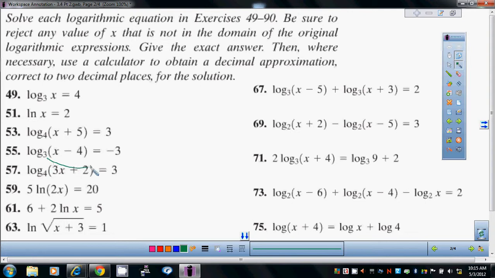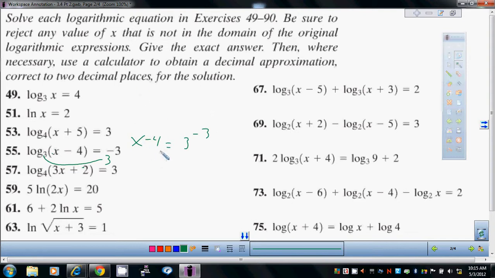So, like this one. All of these, all we're doing, once you've isolated the log by itself, all you have to do is take the base, swing it over here underneath this number. So x minus 4 equals 3 to the negative 3. Then you would solve for x. Good. So all you'd have to do is add 4.